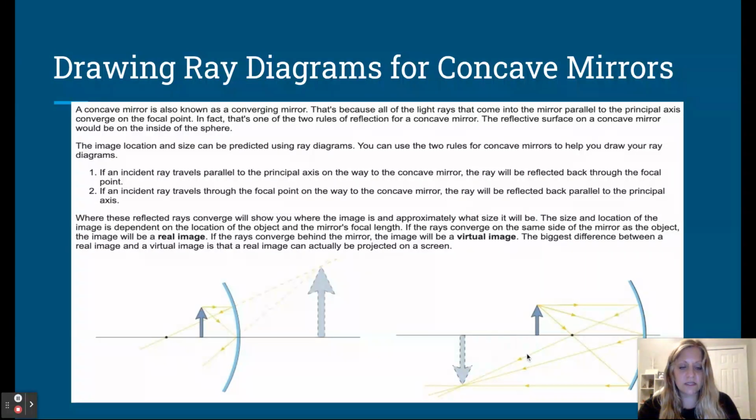So again, here is another example. This one again was the real and inverted image in the concave mirror. Again, you start at the actual object, and we draw the first ray parallel to the principal axis. It's going to hit the mirror, reflect back, and go through the focal point. The second one will travel down at an angle, hit the mirror, and then go backwards. Where those intersect, again, is where the image is.